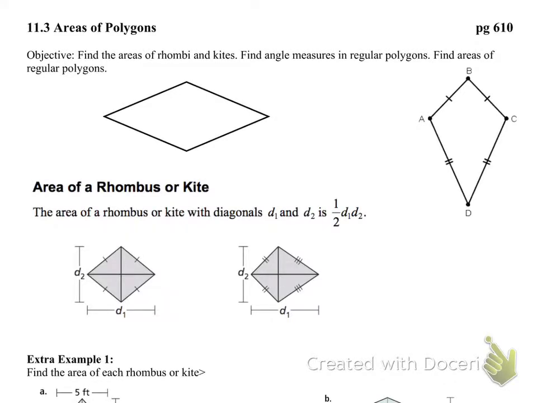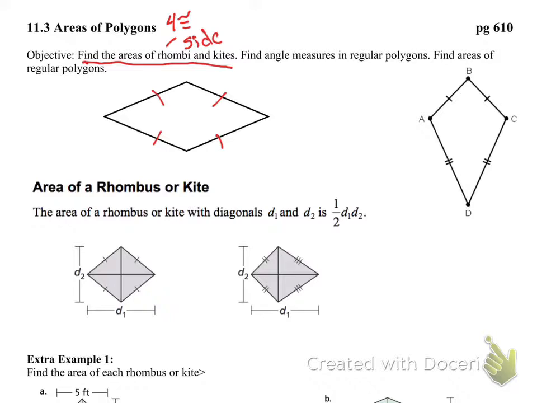Okay, here we go, section 11.3, areas of polygons. Our objective for this lesson is we're going to find the areas of rhombi and kites. Again, remember review, a rhombus has 4 congruent sides.